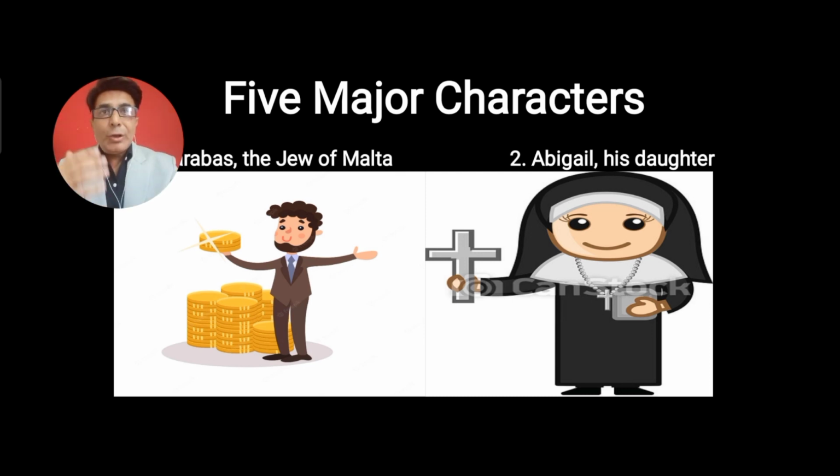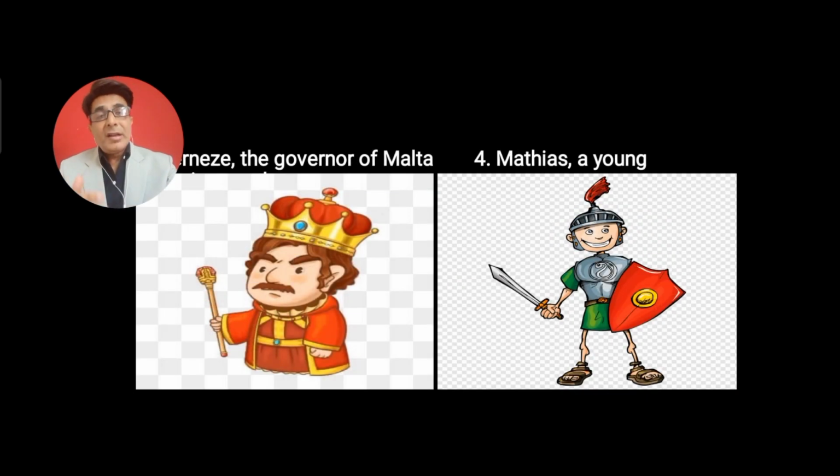Now, before I tell you the whole story, what happens in this play, let me introduce you to the five important characters presented by Marlowe. One, Barabas, who is a very rich Jew living in Malta. Number two, he has one daughter, Abigail, who later on turns into a nun. Now, Christians wanted to convert the Jews into their own religion, and that's why there was an enmity between the Christians and the Jews.